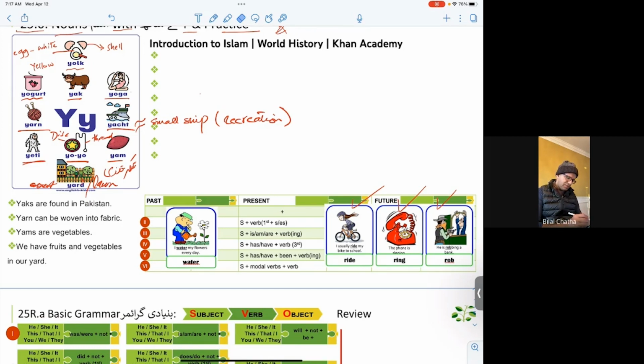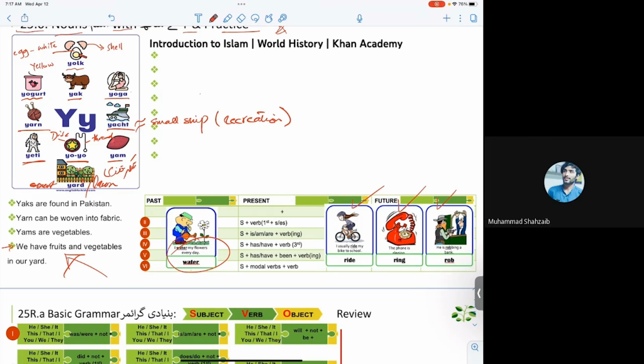Actually I have a sentence here at the bottom. Shahzeb, do you want to read this? I water my flowers every day. Oh, you're reading this one. No, I'm saying read this one. Okay, sir. We have fruits and vegetables in our yard. So sometimes लोगों ने अपने वो छोटे से नींबू lemons लगाए होते हैं या छोटी छोटी सब्जियां या fruits लगाए होते हैं. So we have fruits and vegetables in our yard. Our yard has only grass.